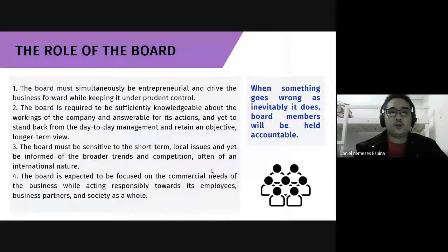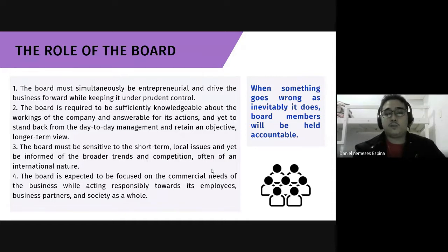What is the role of the board in the establishment of enterprise risk management? Number one, the board must simultaneously be entrepreneurial and drive the business forward while keeping it under prudent control. Second, the board is required to be sufficiently knowledgeable about the workings of the company and answerable for its actions, and yet to stand back from the day to day management and retain an objective, longer term view.